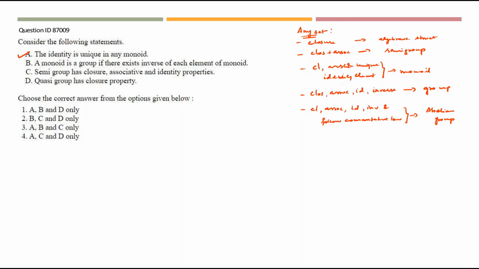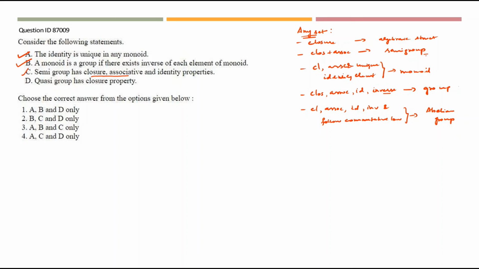So A is true. A monoid is a group if there exists an inverse of each element of the monoid. So when you have closure, associativity, identity and inverse property, it is called a group. So a monoid is a group when there is an inverse. B is also right. Semigroup has closure, associative and identity properties. When you have closure and associative property, it is a semigroup. So it has both these properties. Once identity comes inside, it becomes a monoid.